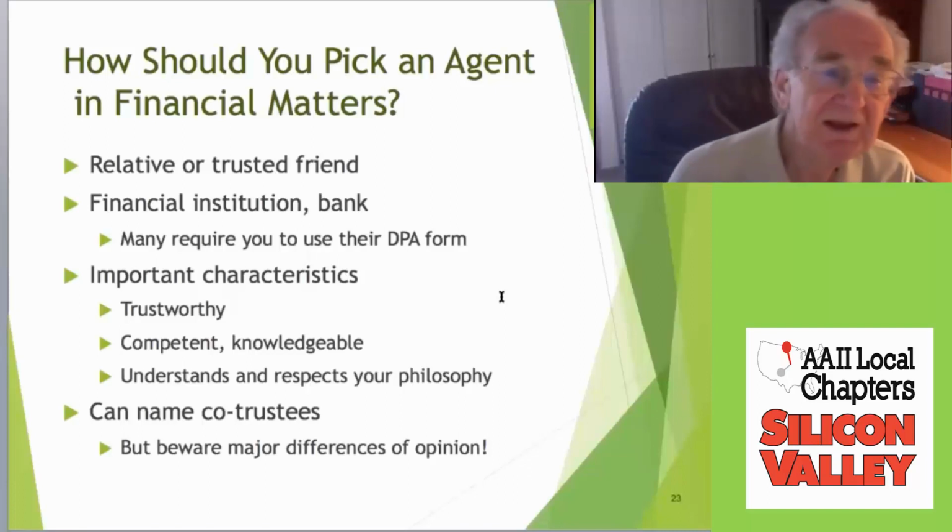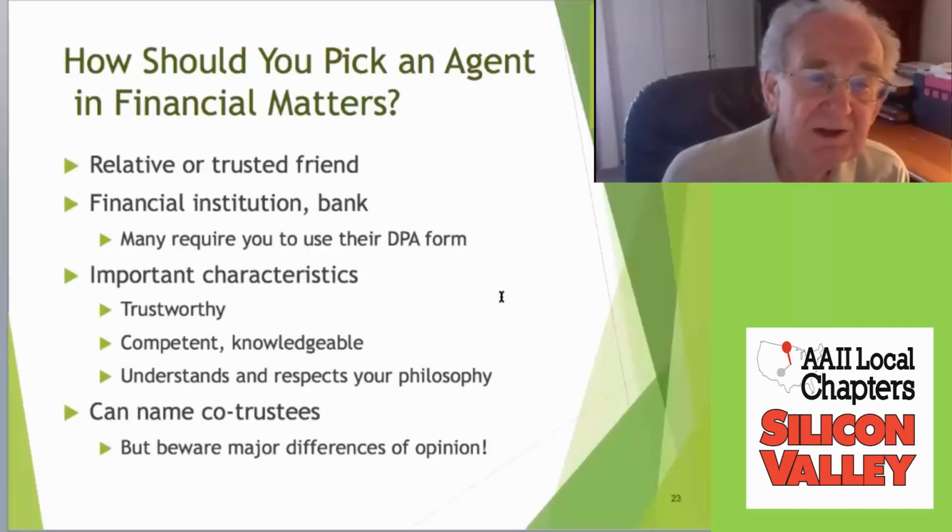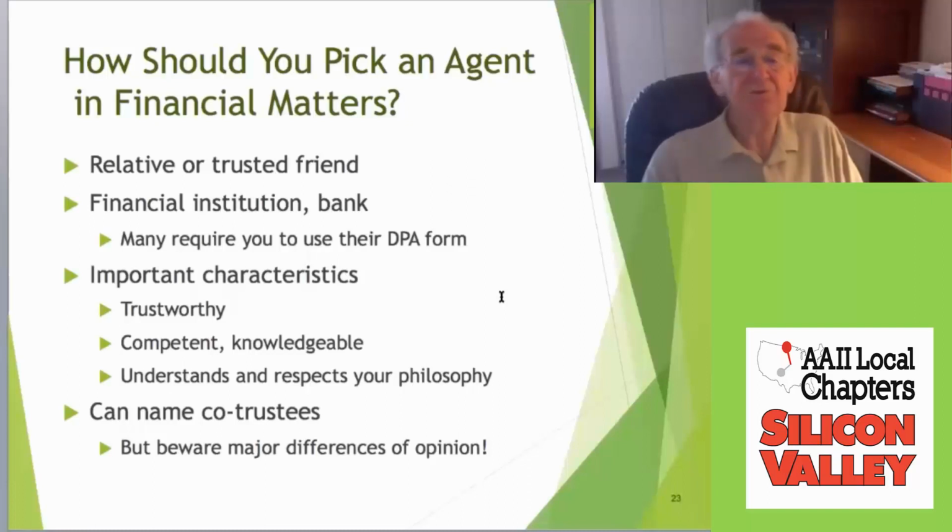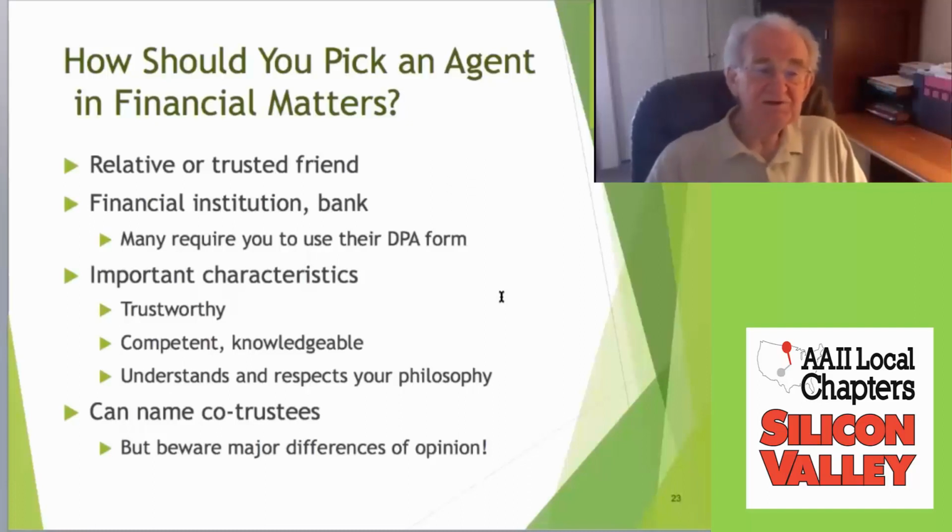How should you pick an agent? Most folks take a relative or friend. You can have a bank do it for a fee. They're probably going to require their own form. The most important characteristics, obviously, are that the person be trustworthy, competent, and knowledgeable. What's often overlooked, though, is that they need to understand and respect your philosophy.